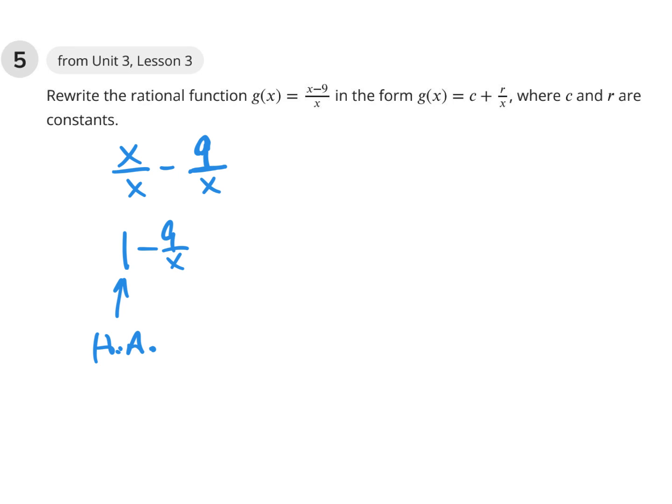We learned this way back in lessons 3.3 and 3.4. We started talking about horizontal asymptotes. In 3.2 and 3.3, we talked about vertical asymptotes.